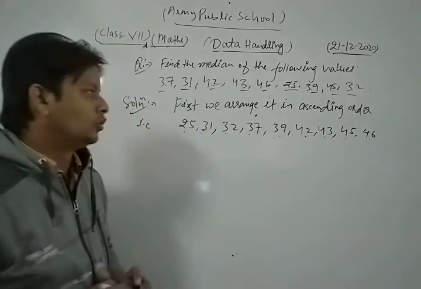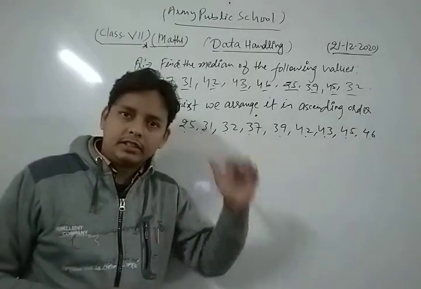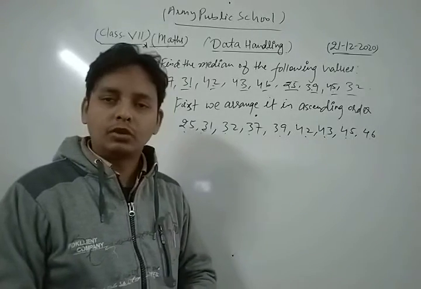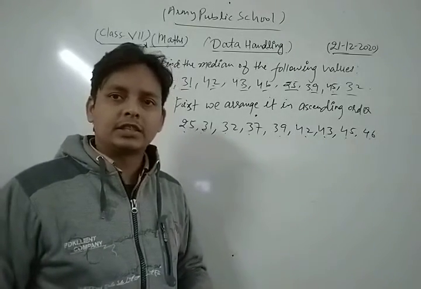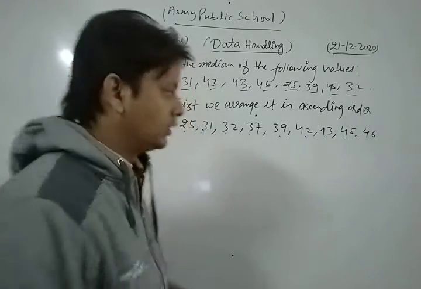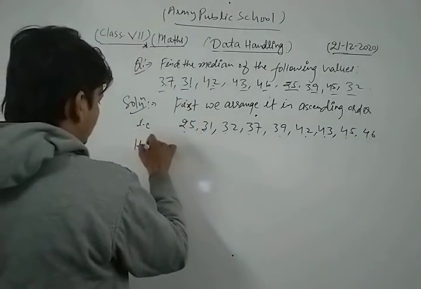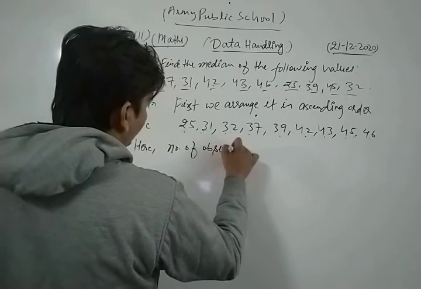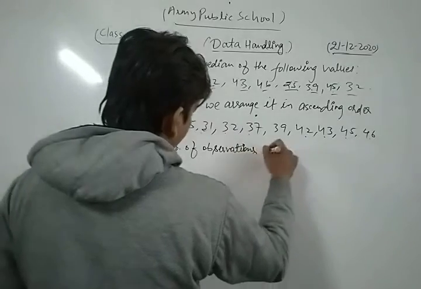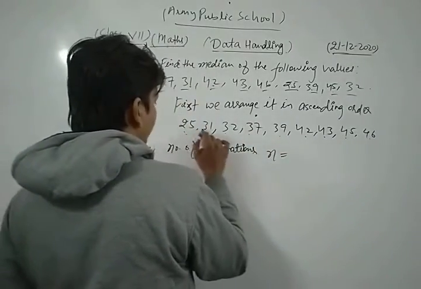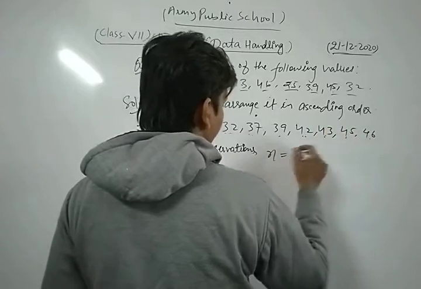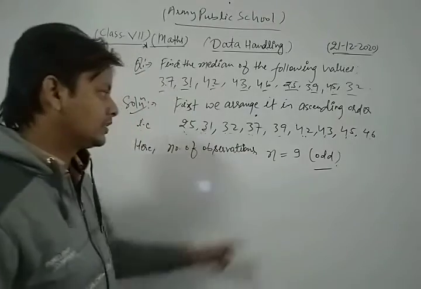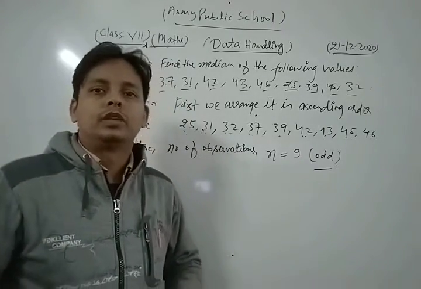So first, in the first step, we arrange the given set of observations in ascending order. Now in the next step, we count the number of observations. Here the number of observations n is 9, which is odd, because it is not divisible by 2.